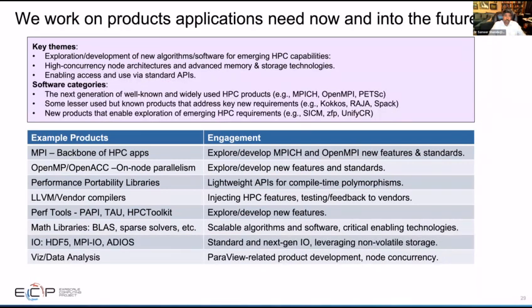You may have used MPI, which forms the backbone of HPC applications for inter-node communication. There are some new products that you may not be aware of, such as the simple interface to complex memory, or SICM, or ZFP, or Unify Checkpoint Restart. You have some lesser known products, but they address the key new requirements, including Kokkos, RAJA, and Spack. And then there are widely used products such as MPICH.